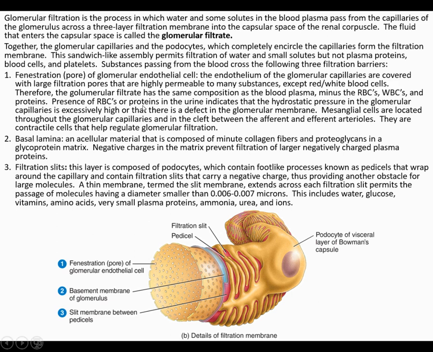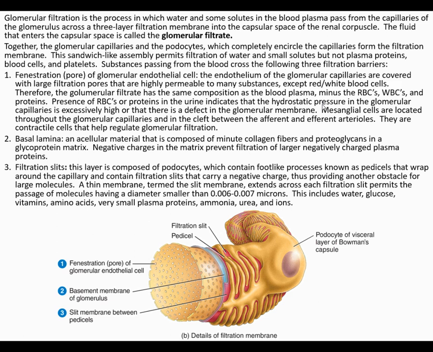The presence of red blood cells, proteins, white blood cells, etc. in our urine indicates either that there's a problem in pressure, because this is related to pressure, okay, or it could mean that there's a defect in the filtration membrane. Okay.